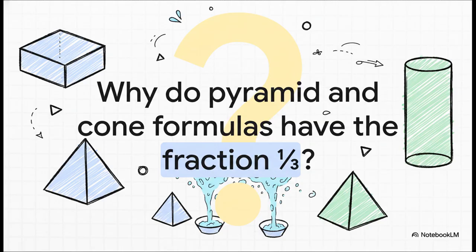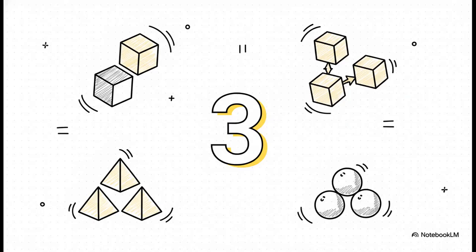When you start looking up volume formulas, you see this weird fraction pop up for pyramids and cones. Why on earth is there a 1/3 in their formulas, but not for things like prisms and cylinders? Believe it or not, the answer is so simple, and it all comes down to this one number, 3.